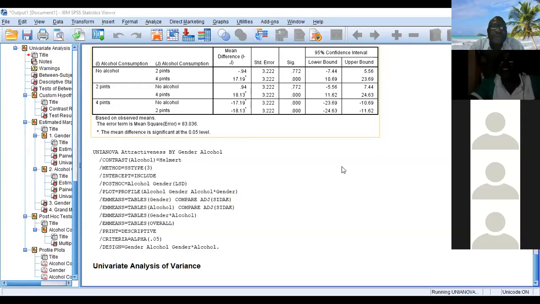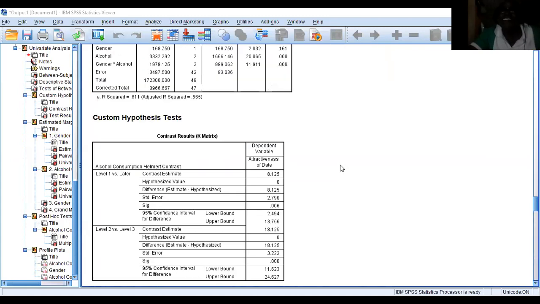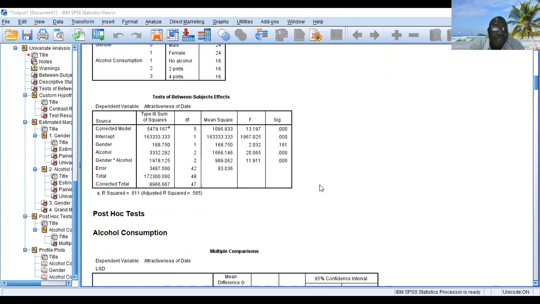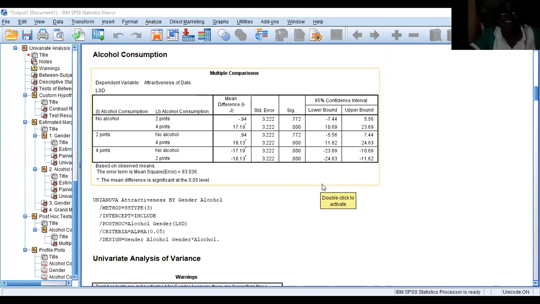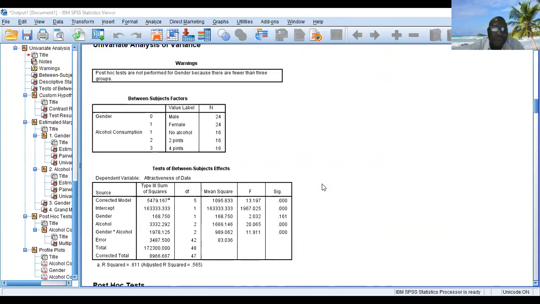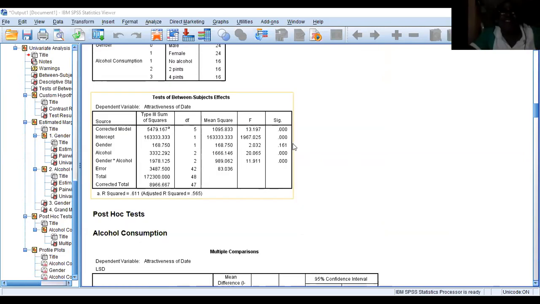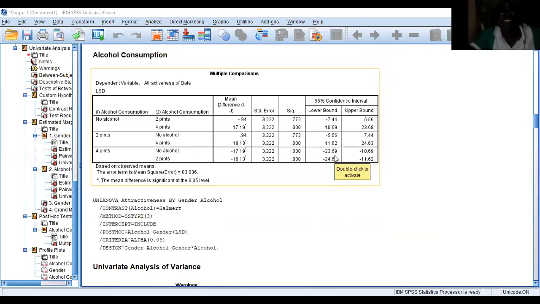I've done it. So let me go to the beginning. There are many things here. These are the old ones we have done before. Let's go down. Alcohol consumption. Have we done this one? Yes. Test of between statistics effect. Have we seen it? Yes, we have. Alcohol consumption again. Post hoc test.